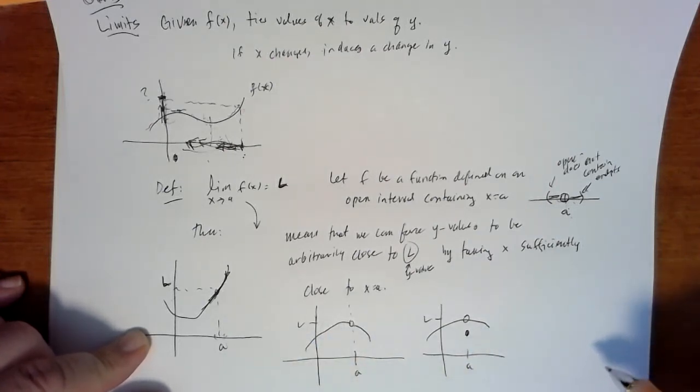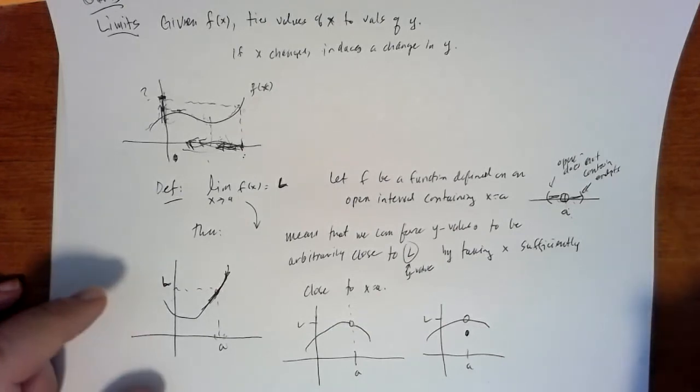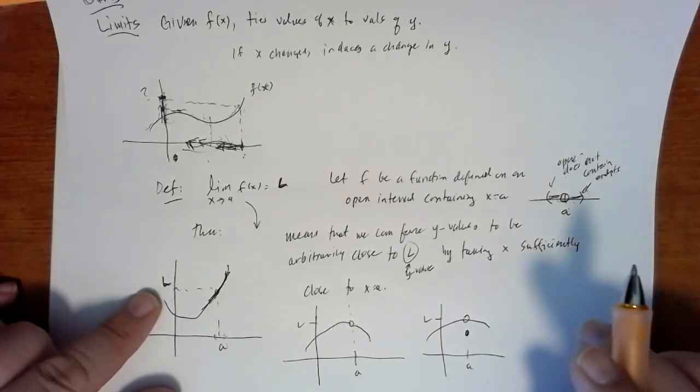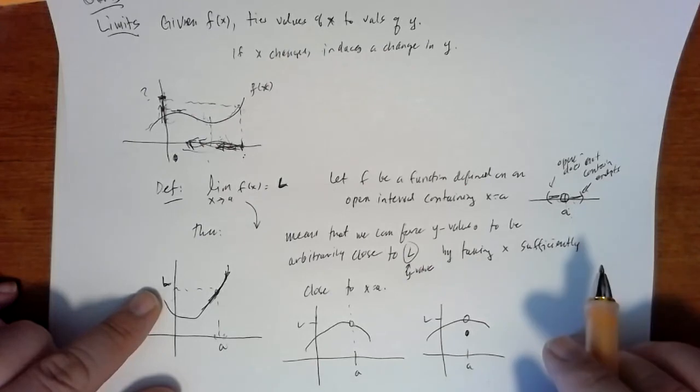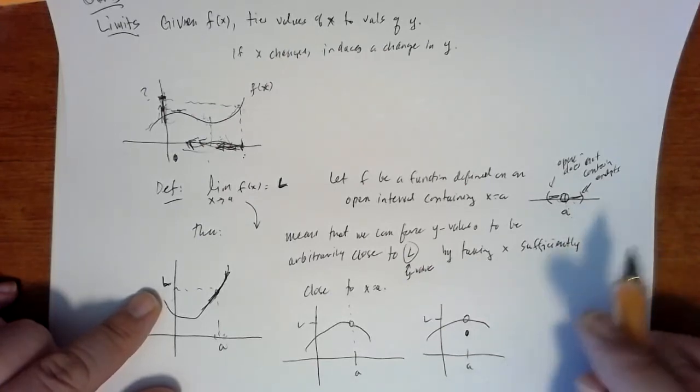Okay, so now what we're going to do is I'm going to stop here, and in the next video we're going to take a look at more examples of when the limit does exist and when the limit does not.